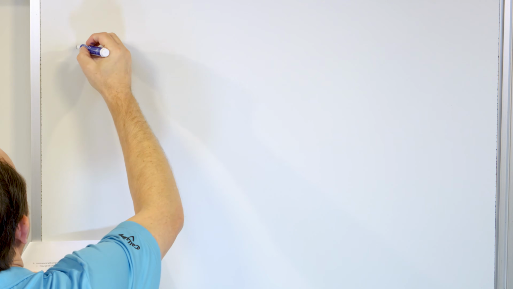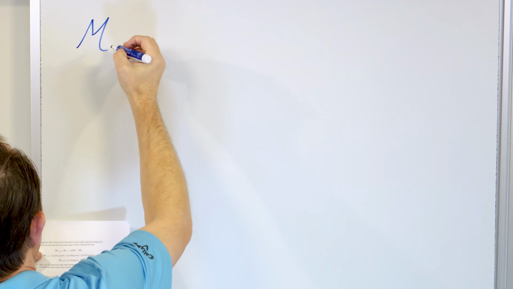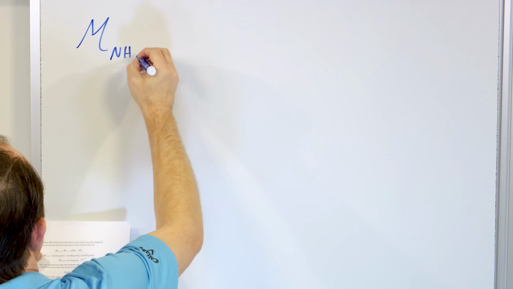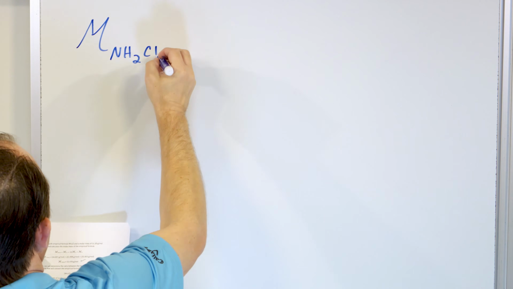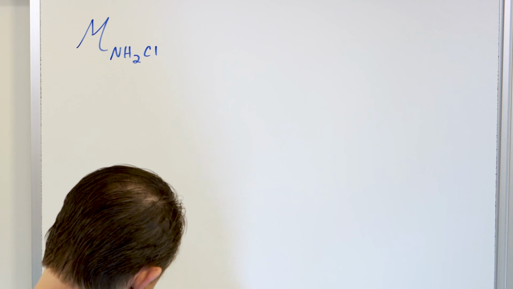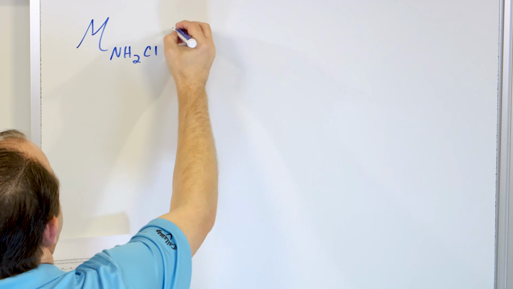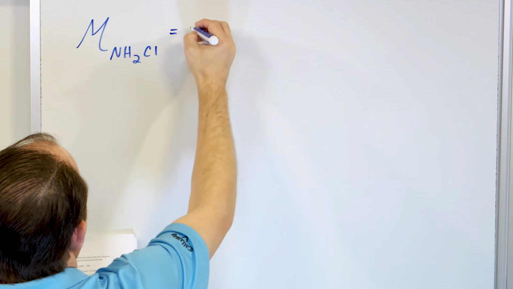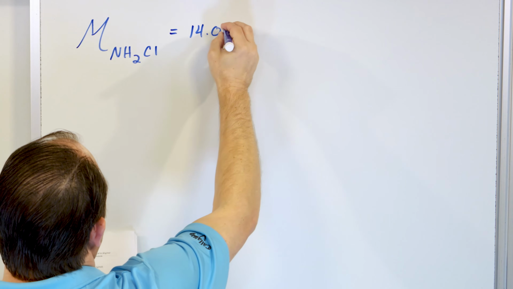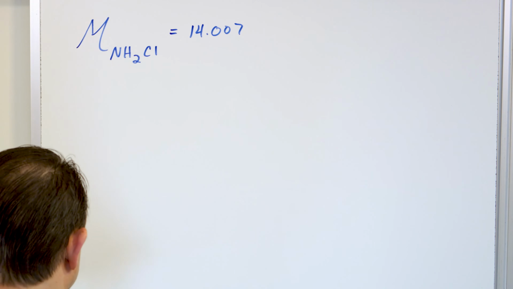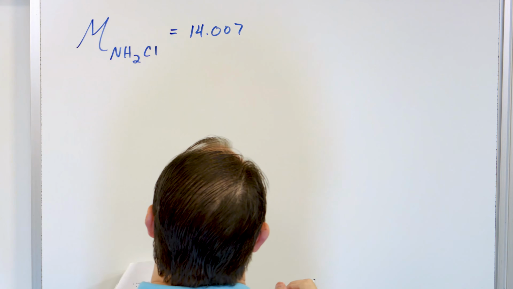So we're given that the empirical formula is NH2Cl. Let me just double check that. NH2Cl, right. So let's figure out what the molar mass of this thing is. We have one nitrogen, that's 14.007. I have some of these memorized, not all of them. If you don't have them memorized, just go to the periodic table.